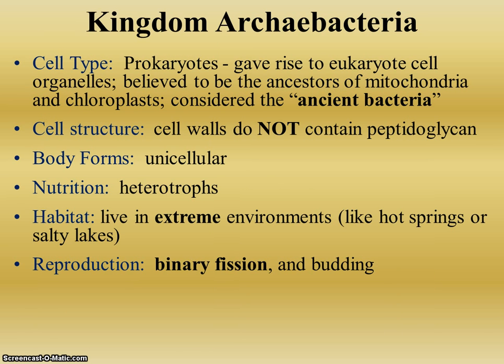Now, as far as some characteristics of these archaebacteria, they are prokaryotes, so that means they are single-celled. They have a cell membrane. They've got cytoplasm. They are going to have ribosomes that can make proteins. They're thought to be related or ancestors of mitochondria, one of those organelles within our cell. They do have similarities close to mitochondria and chloroplast. They're known as the ancient bacteria, some of the first ones that propagated on the planet.